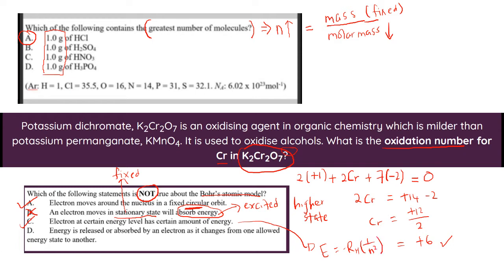Option D, energy is released or absorbed by an electron if it changes from one allowed energy state to another one. So it means that as long as the electron is changing its energy level, depending on the condition, energy needs to be released or energy needs to be absorbed.